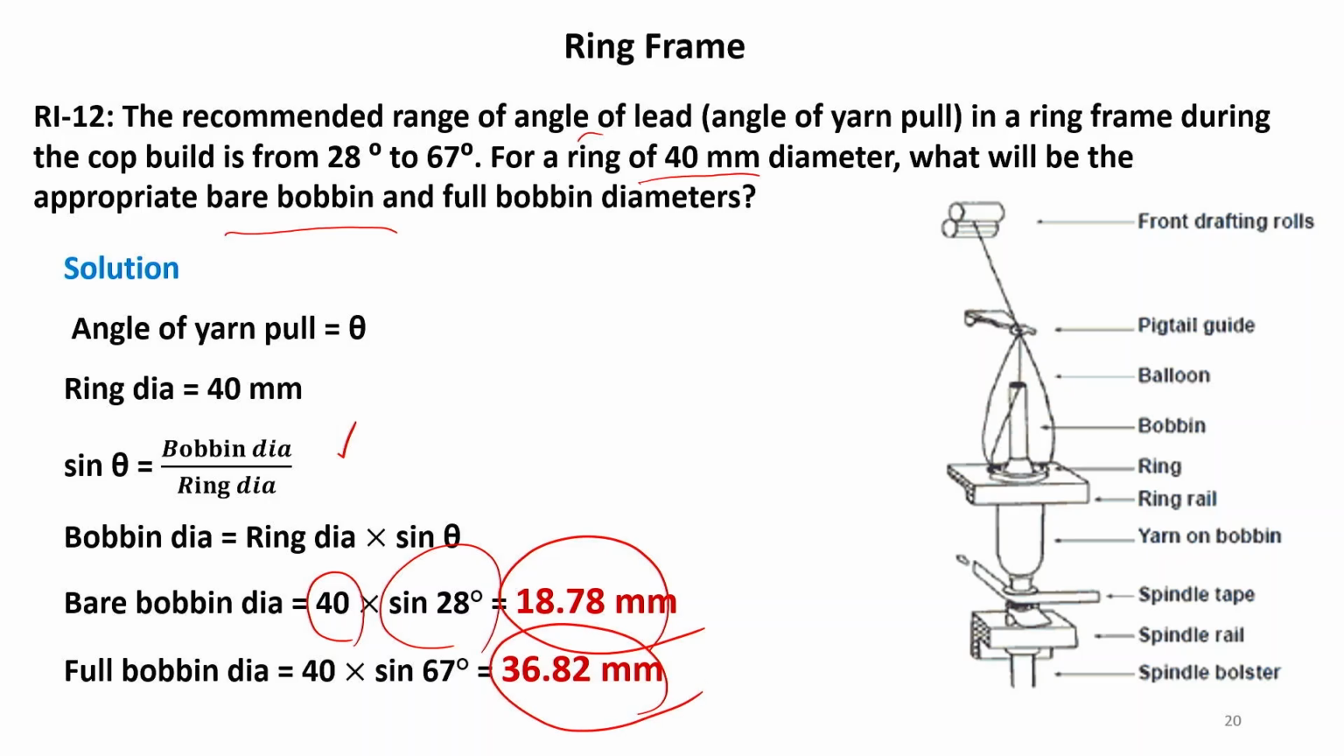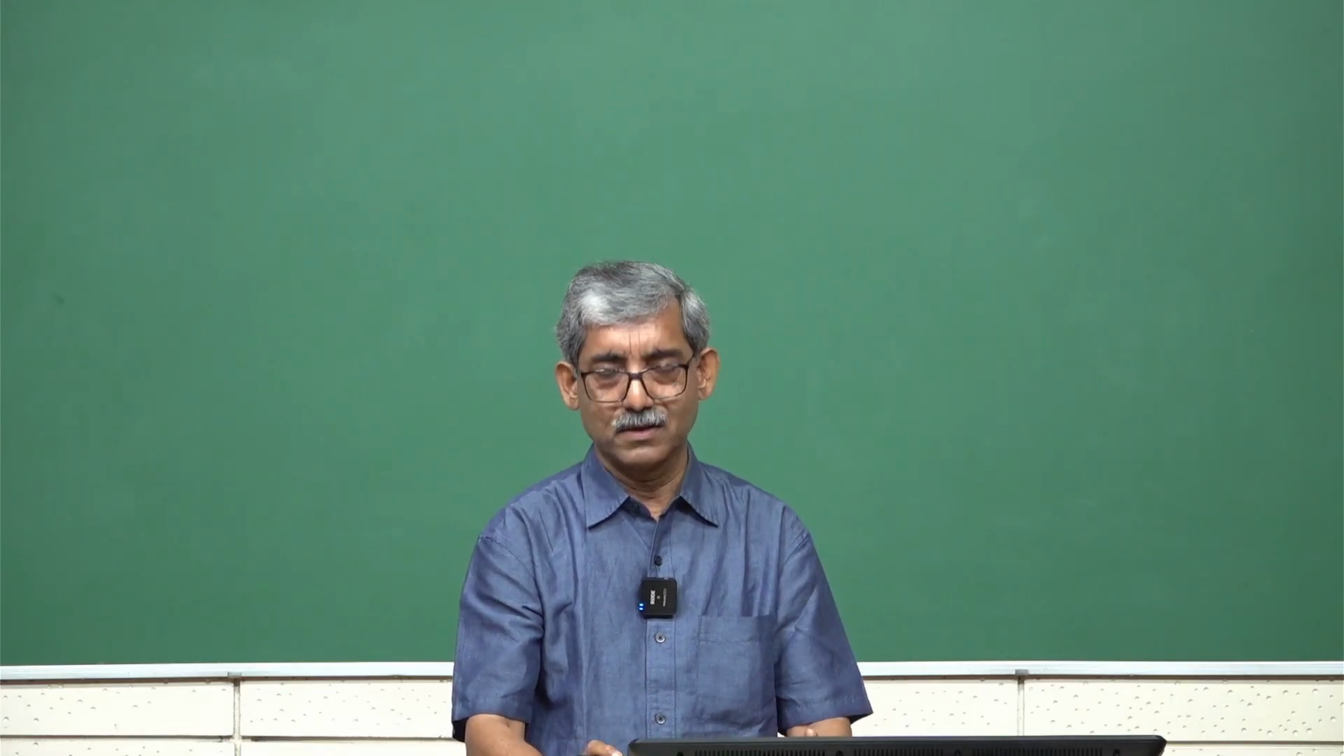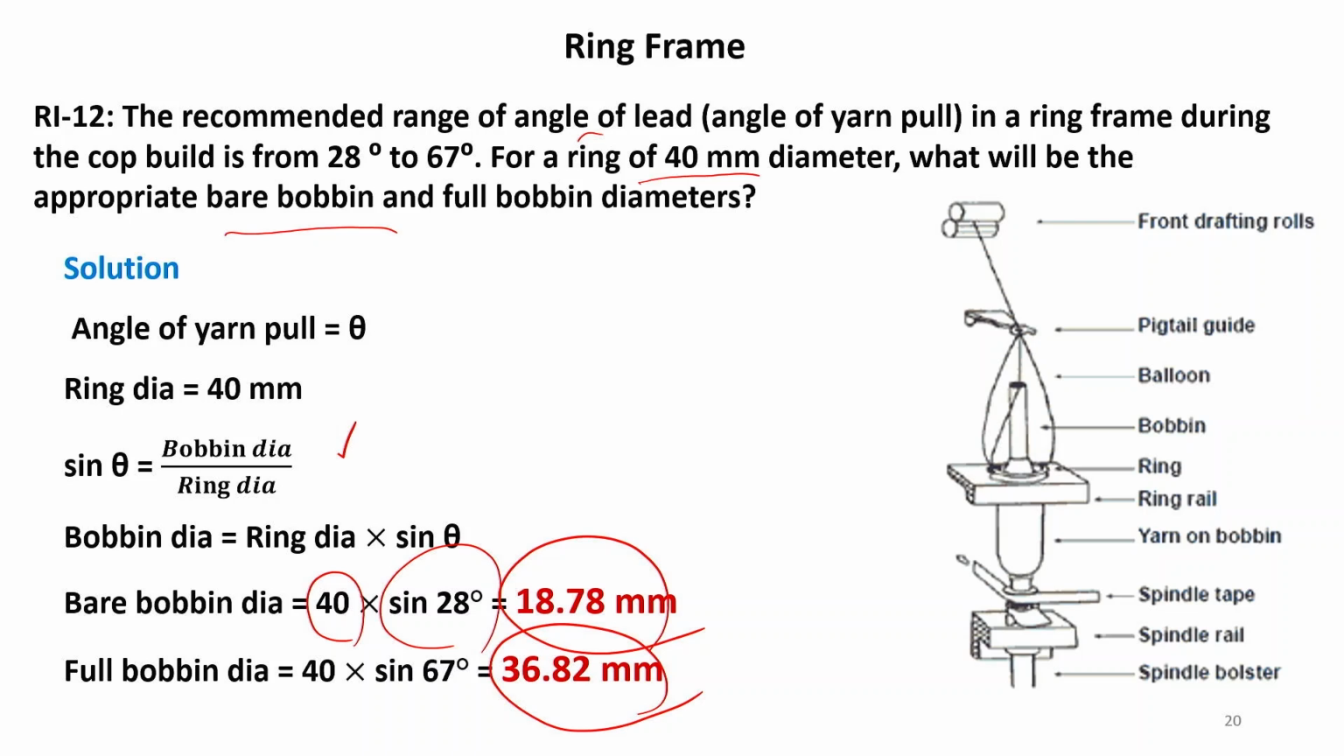36.82. If we go beyond 67 degree, there will be two problems. One problem is that the yarn tension will be too low, so balloon collapse may take place, and the second is that there will be very low gap between the ring and the bobbin, so it may disturb the traveller movement. So, we have come to the end of the numericals. We have tried to understand a few numericals, we can do many more, just to understand the process and how the angle of lead and the twist relationship at the package form, and what the twist relationship is after unwinding in the cone.